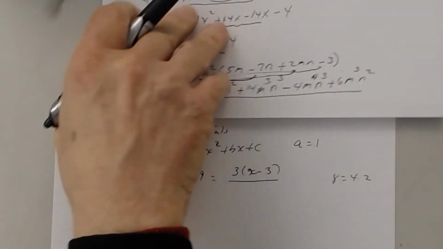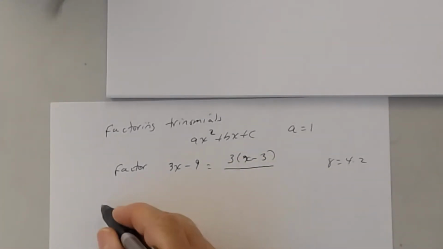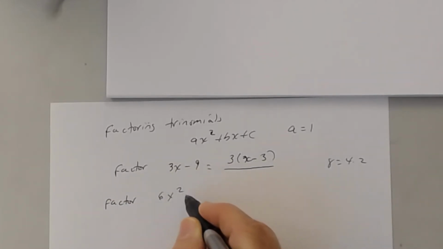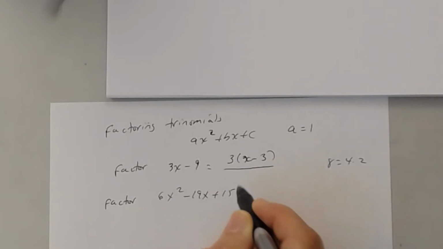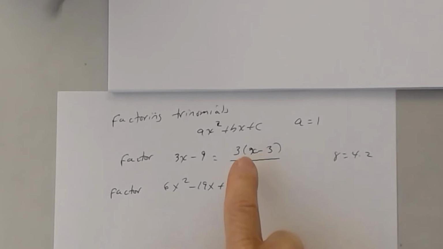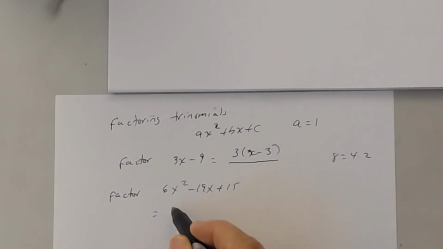What we want to do now is something like this. Given 6x squared minus 19x plus 15, this trinomial, we want to factor this, which means you want your answer to be a product of factors. So at some point, and you're going to see how to do this, you're going to give me this answer: 3x minus 5 times 2x minus 3. That's going to be your answer.